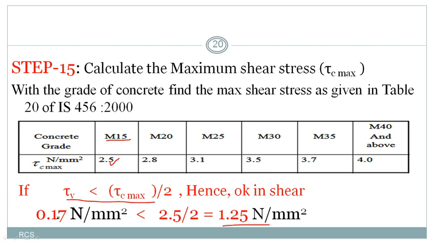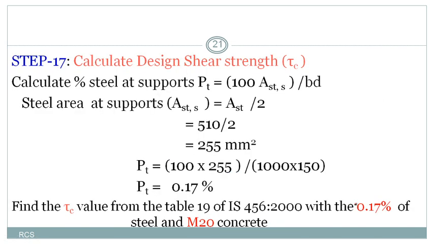So our tau V is less than tau C max. Hence we can say the slab is safe with respect to one shear condition. We have to check another condition with respect to shear also: tau V must be less than or equal to K times tau C. This tau C value is called the design shear strength. It can be calculated using the percentage of steel provided at the support and the grade of concrete.